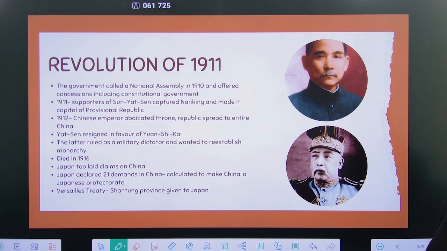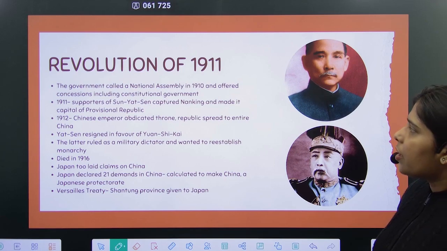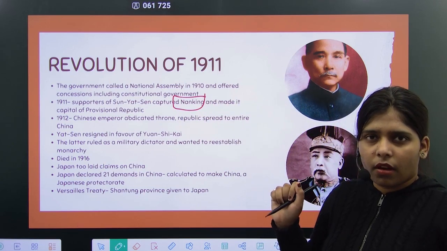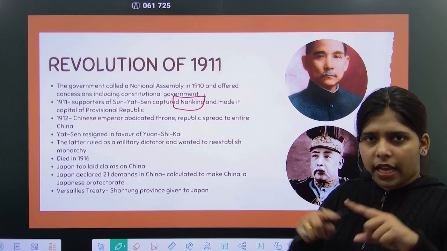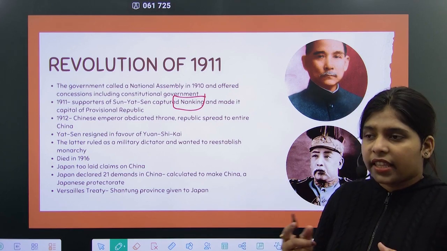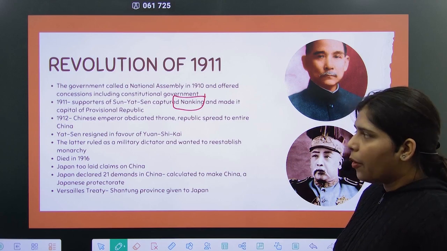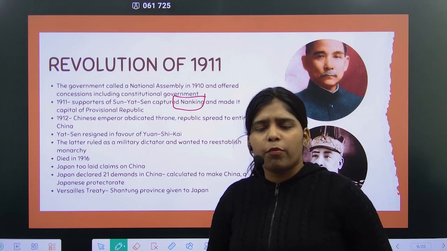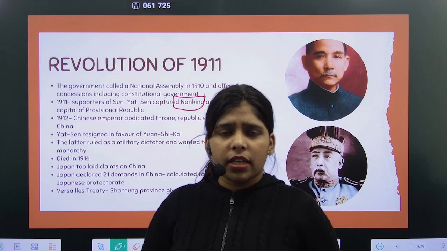But the supporters were not willing to compromise with the Manchu autocracy. And thus in 1911, the supporters of Sun Yat-sen revolted against the Manchus. They captured Nanking and made Nanking their provisional capital. A lot of things were happening in China. Nothing was going in favor of monarchy. The Manchu dynasty was already under threat.